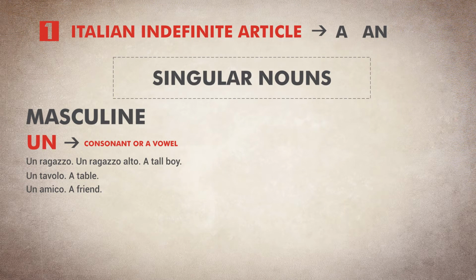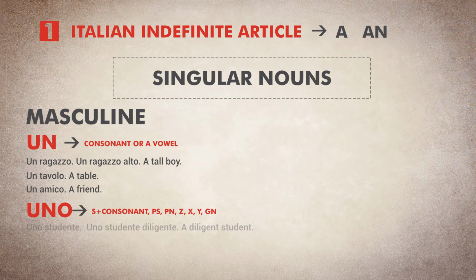Rule number 2. Uno, if a noun begins with S plus consonant, PS, PN, Z, X, Y, or GN. For example, uno studente, a student. Uno studente diligente, a diligent student. Uno psicologo, a psychologist. Uno zio, an uncle.